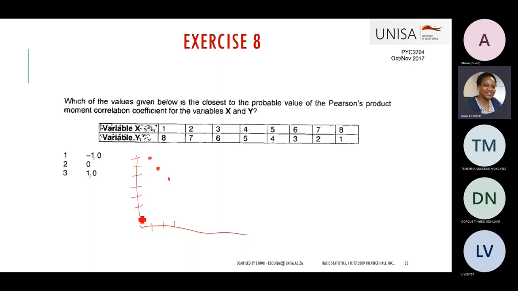If I can write 1, 2, 3, 4, 5, 6, 7, 8. I can just do it like that. 1, 2, 3, 4, 5, 6, 7, 8, just like that. Just making an illustration, X and Y. So let's start again because I created new values. When it's 1, it's 8, so it will be there. When it's 2, 7, then it will be there. When it's 3, 6, then it will be there.